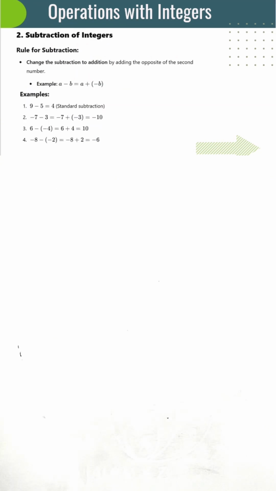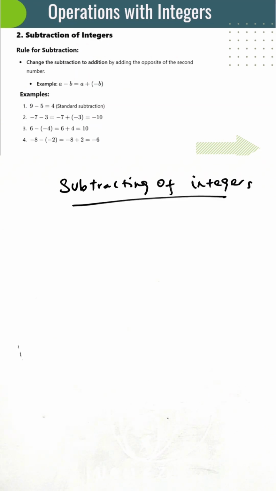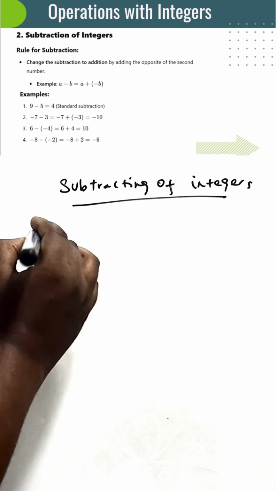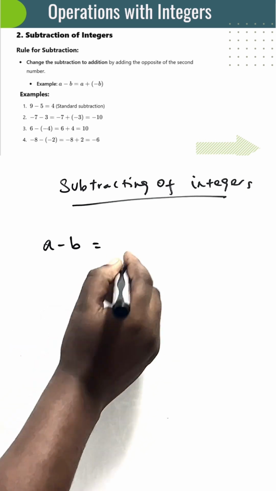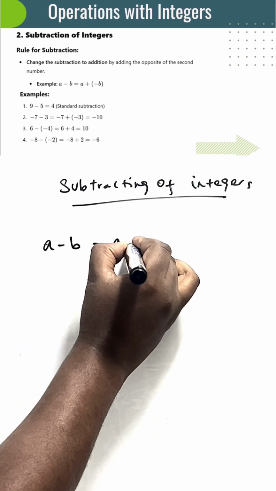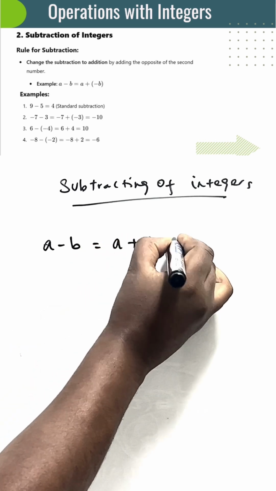Let's talk about subtracting integers. For integer subtraction, instead of subtracting, we do the same thing as addition. But what do we do? We change the subtraction to addition by adding the opposite of the second number. For example, if you have a minus b, we change it into addition: a plus the opposite of b, that is, minus b.